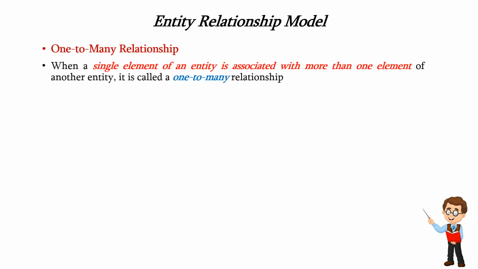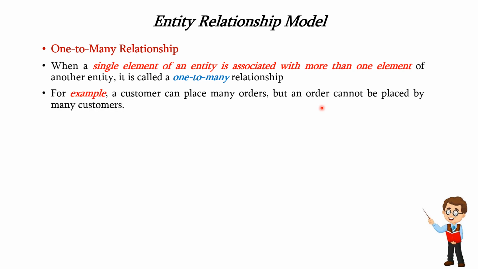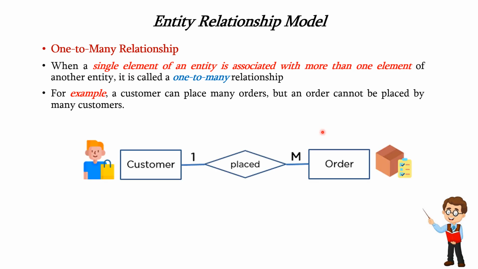And next, one-to-many relationship. When a single element of an entity is associated with more than one element of the other entity, it is called a one-to-many relationship. For example, a customer can place many orders, but an order cannot be placed by many customers. So here we can see that one customer can place many orders. This indicates the one-to-many relationship.